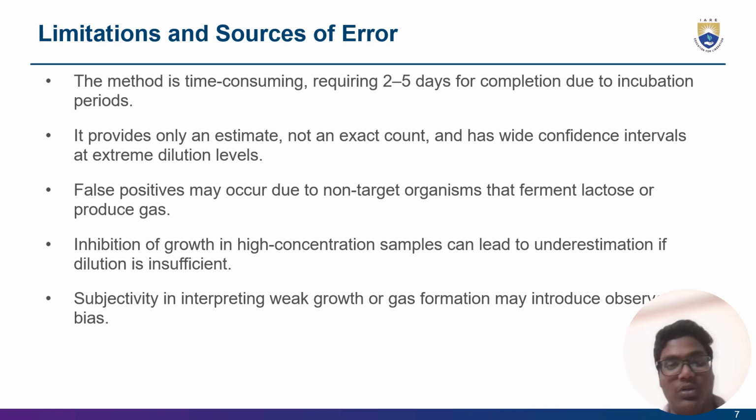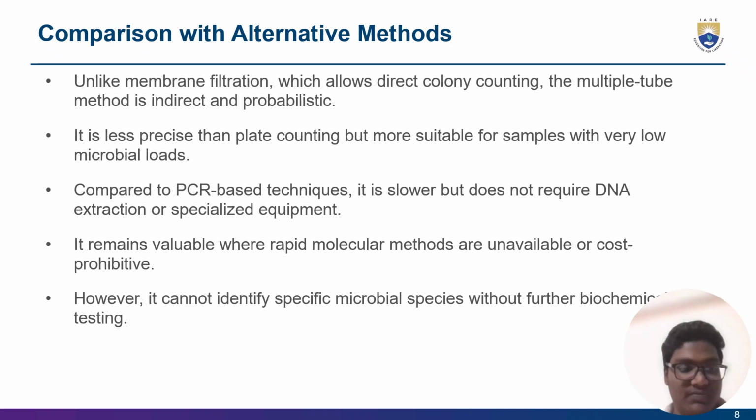Interpreting weak growth or gas formation may introduce observer bias. Comparison with alternative methods. Unlike membrane filtration, which allows direct colony counting, the multiple tube method is indirect and probabilistic. It is less precise than plate counting, but more stable for samples with very low microbial loads.